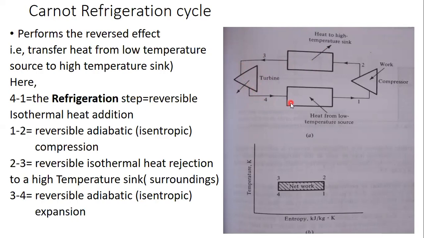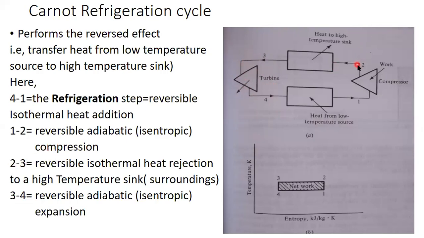We know that in a household refrigerator there is no such full-fledged turbine. So there will be some provision in our household refrigerator where there is a chance for pressure reduction. Okay, so that is done by means of a pressure reducing valve. We'll be learning more about it in our coming sessions.